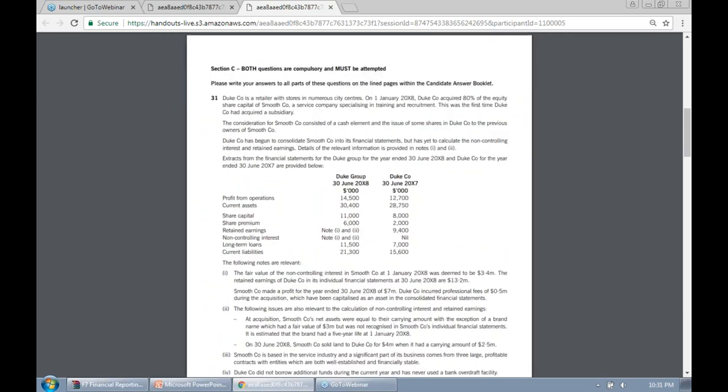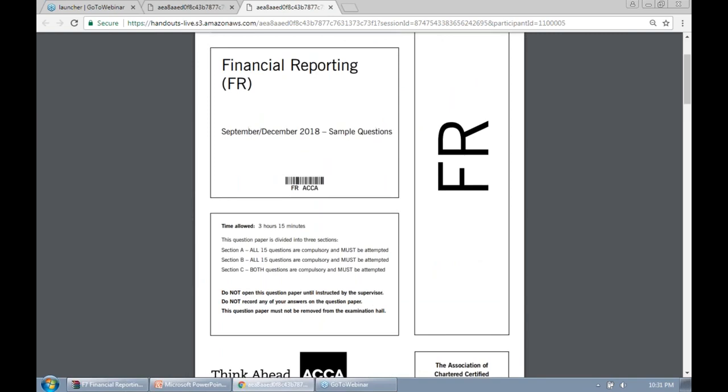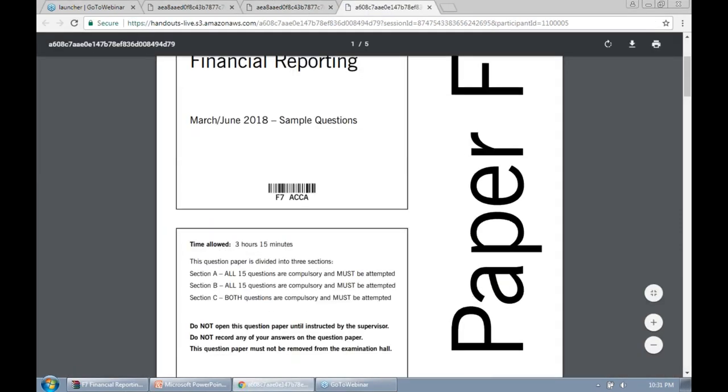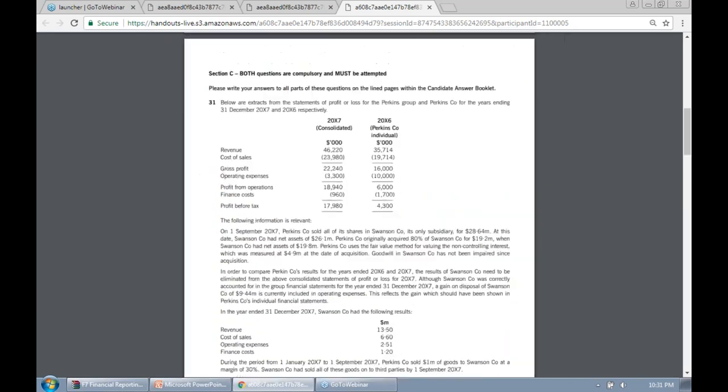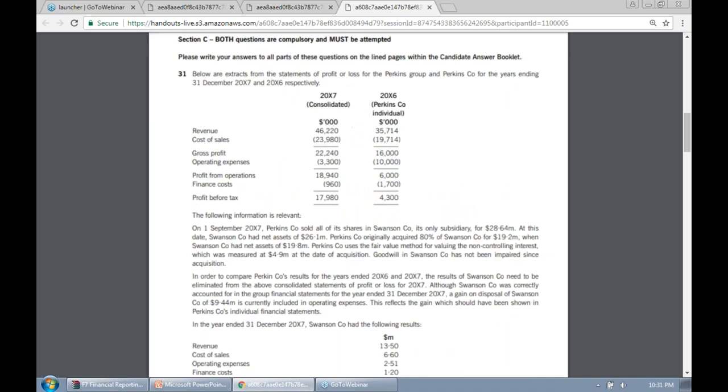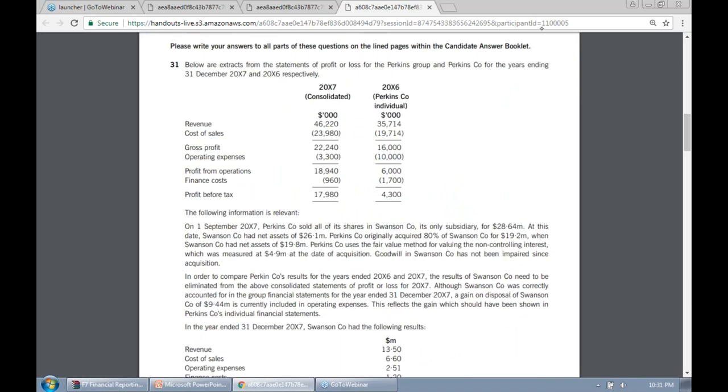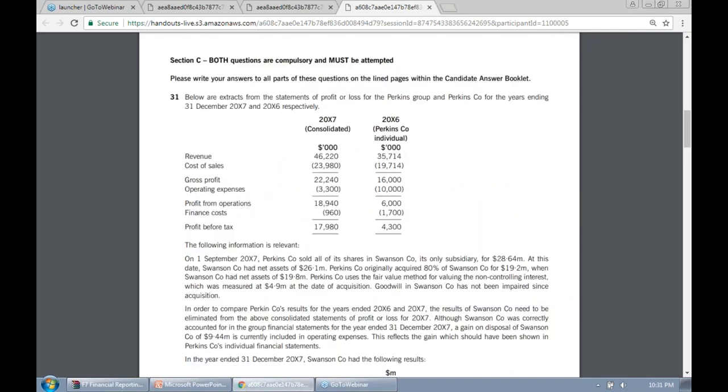Is it the March, June paper? Yes. Again, a similar type of question was asked in March and June. You can see here that previously there was only one individual company. Now it's a consolidated period. So the sales have increased over the period, and cost of sales has increased.